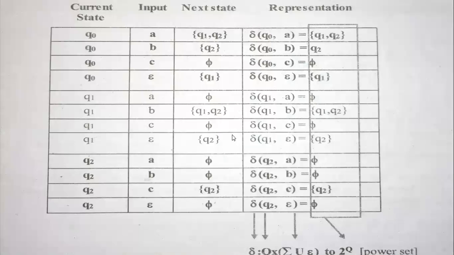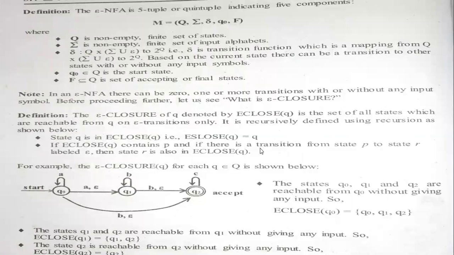Now, the very important concept, we call it as E-closure. Very simple. We need to find the E-closure for each and every state. What does this E-closure stand for? We'll see this definition. The E-closure of Q, denoted by E-closure within a bracket Q, is the set of all states which are reachable from Q on epsilon transition only. For example, if you have one particular state, and from that state to the next state there is an epsilon transition, then that next state is reachable. We consider the next state reachable from the present state.